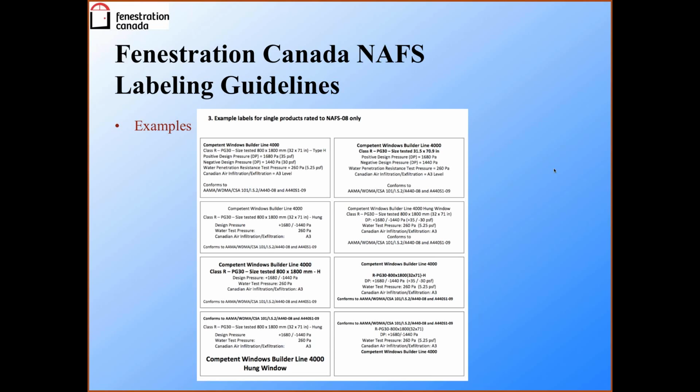Okay, so example number 3 shows single product labels related to NAFS as well. So this is showing the manufacturer's name and the line of the product, all the information that's required in terms of the performance grade, design pressure, water and air infiltration, and says conforms to. And there's just various different versions of these. Any of these would be acceptable as long as they're showing all the required information here.